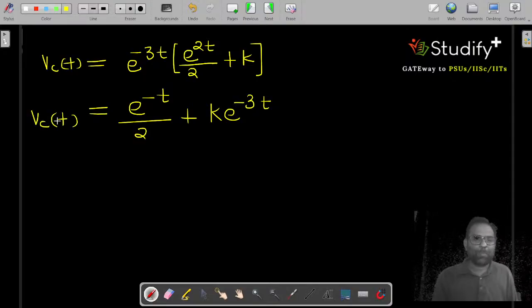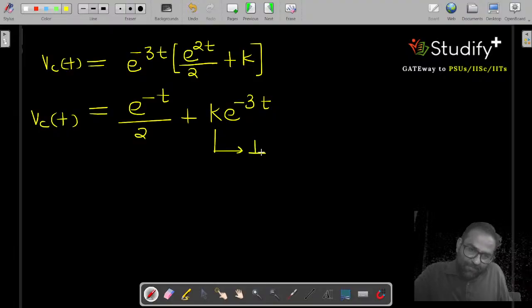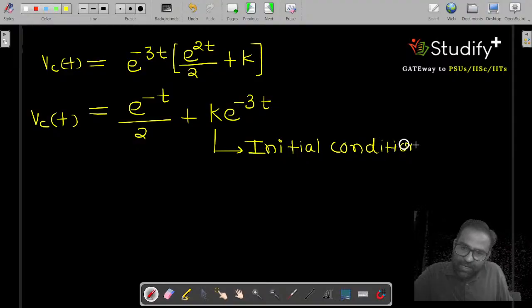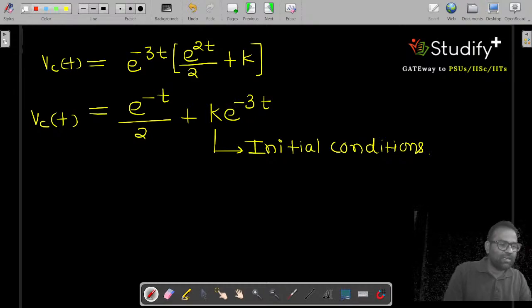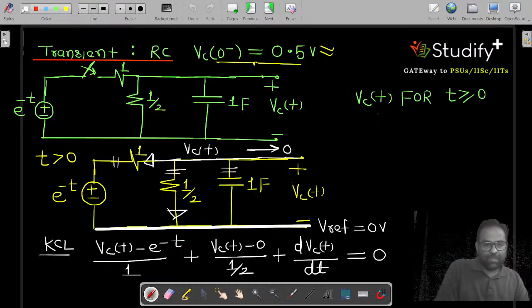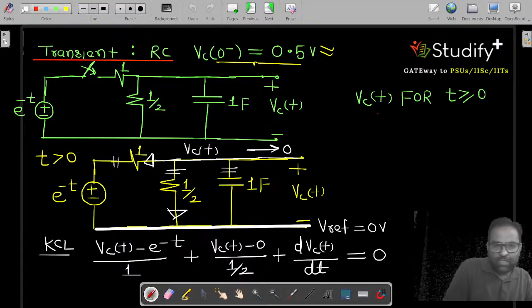But again, we are interested in what? Initial conditions. And the initial condition for the capacitor can be the voltage. And how do you define the voltage? It is given. What is the voltage? VC0 minus equal to 0.5 volt.